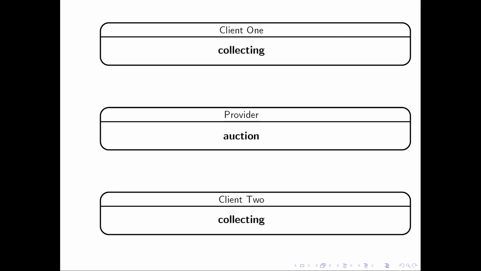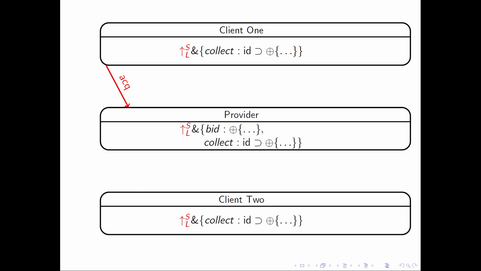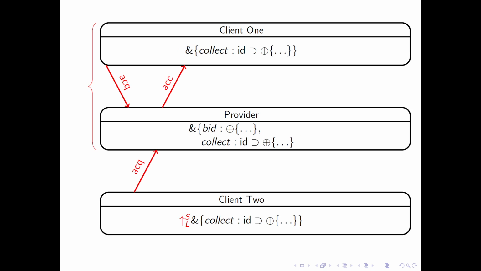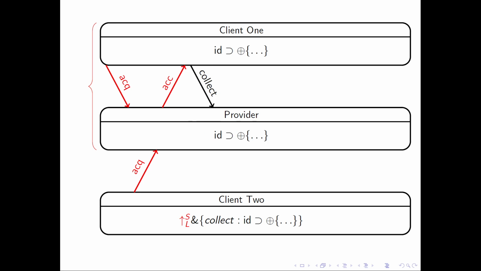So now let's go through a fragment of this protocol where both client 1 and 2 are in the collecting phase. So as per usual, we begin with acquire, provider accepts, and at this point we see that client 1 can only send this collect label, which is fine. It sends the collect label which the provider can accept, and then they continue talking linearly. Eventually, they encounter this down arrow, where client 1 is required to release at bidding, and the provider is required to release at auction. And that's fine.